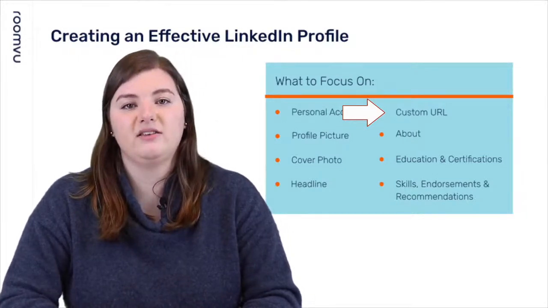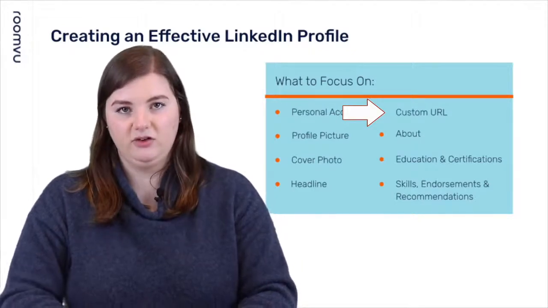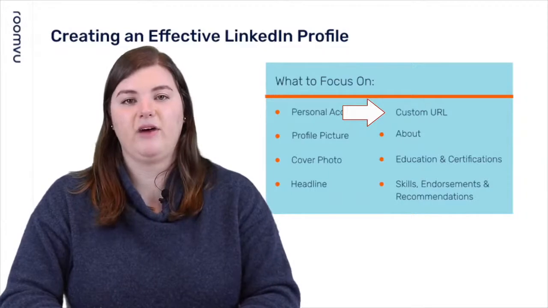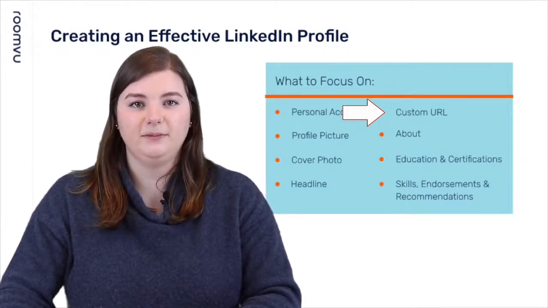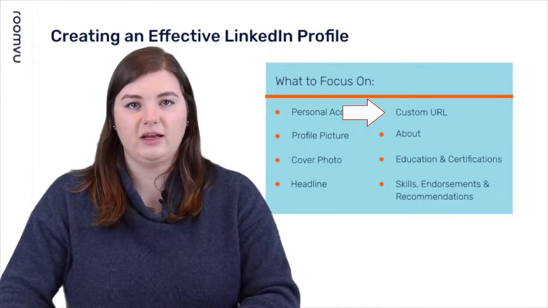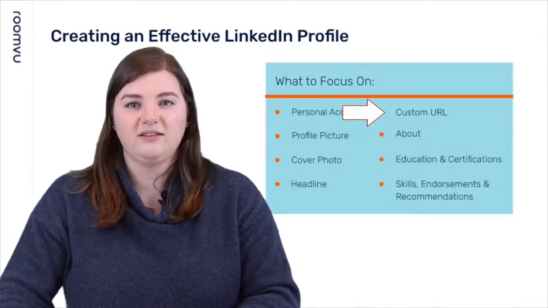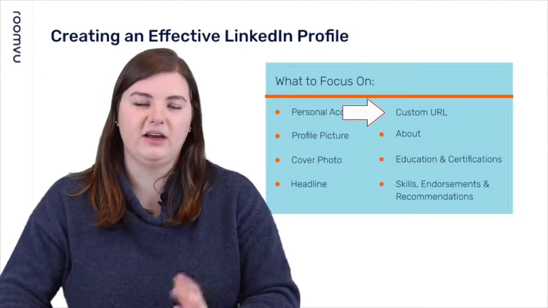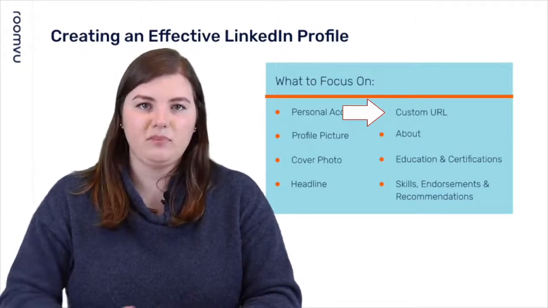To create a custom URL, you're going to click the Me icon on the top of your homepage. You're then going to click View Profile, Edit Public Profile and URL, which is on the right side. You're then going to click next to the Edit icon, the Edit URL, type the last part of your new URL or change it up, take out any numbers if you can, and then you're going to click Save.